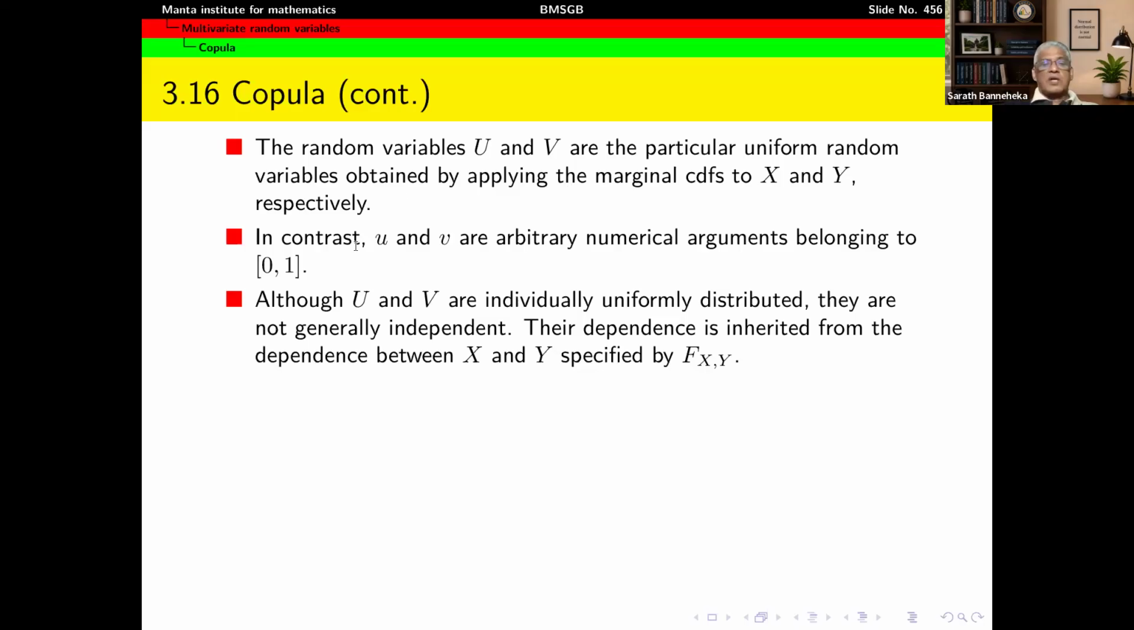In contrast, the simple u and v that we considered all over here are just two numbers in the 0 to 1 interval. Although U and V are individually uniformly distributed, they are not generally independent. Their dependence is inherited from the dependence between X and Y specified by F_XY. So this bullet item should have gone here and then this later. These two are going together, the first one and the last one.